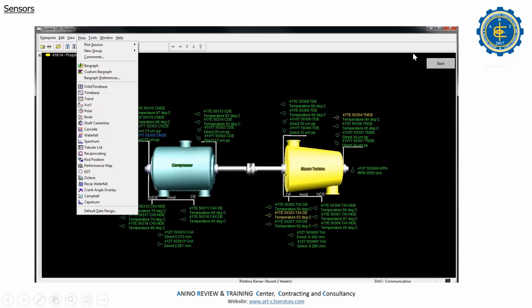Okay, so this one is the steam turbine. We have many probes there. What probes do you see? We have the axial. How many probes? Axial 1, 2, 3, 4, non-drive, and 5. So we have many probes. We also have temperature probes, many temperature probes.